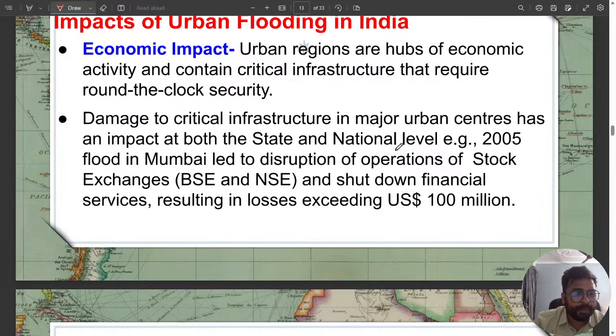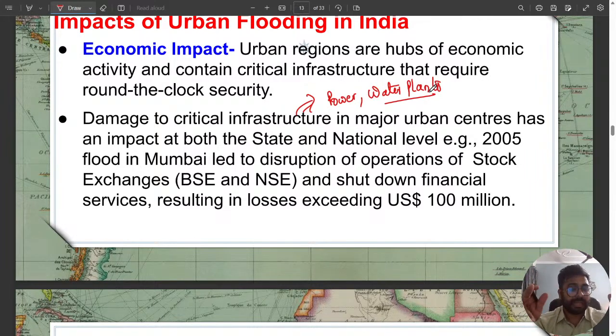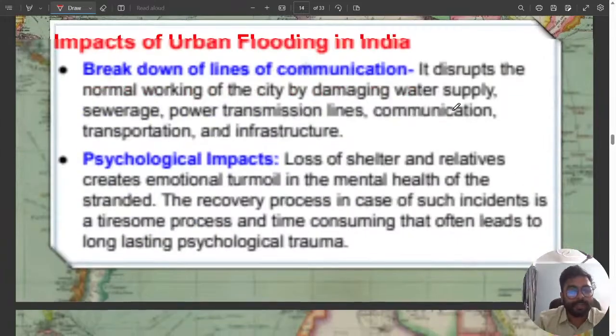Then the economic impact I have already elaborated, like damage to critical infrastructure. What if flood water enters your major industrial setups? Let's say it enters power plants, it enters water plants. This has happened in Delhi. The flood water entered the water plants, thereby the government was forced to shut down that water plant. And as a result, what will happen when a water plant shuts down? The city will face a water crisis. So this will be the impact of flooding in India.